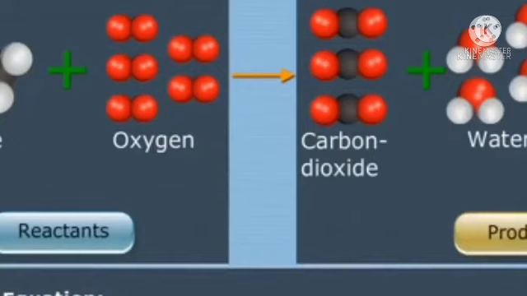Represent the reactants and products of the chemical reaction using their correct chemical formulae. The unbalanced equation is known as the skeleton equation. C3H8 plus O2 gives CO2 plus H2O, and heat and light are produced.